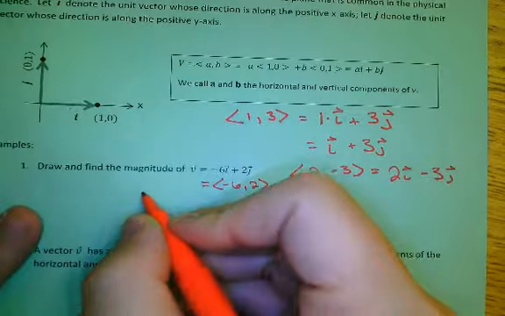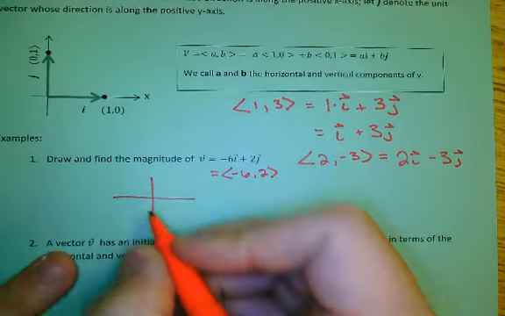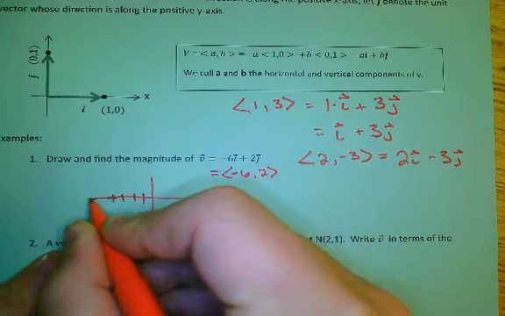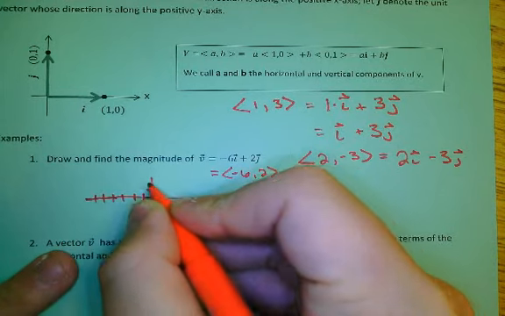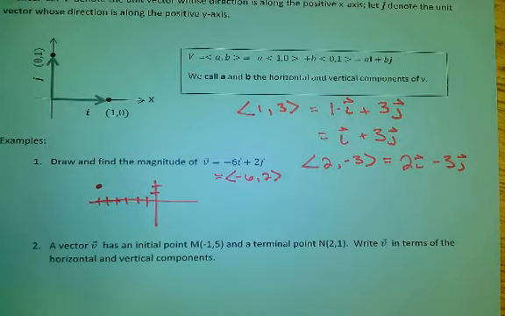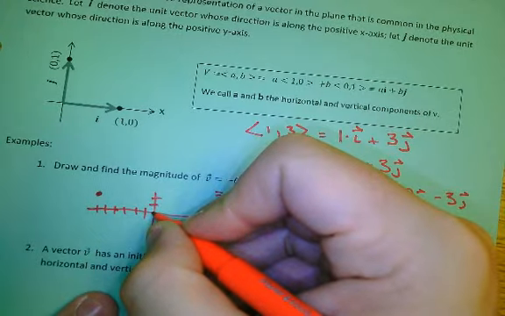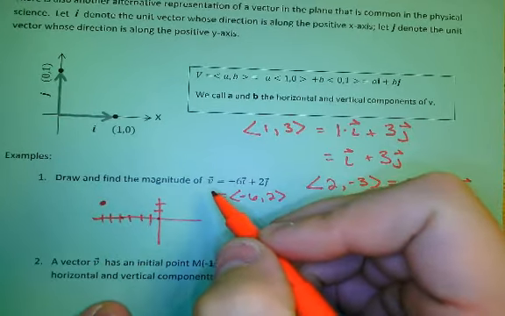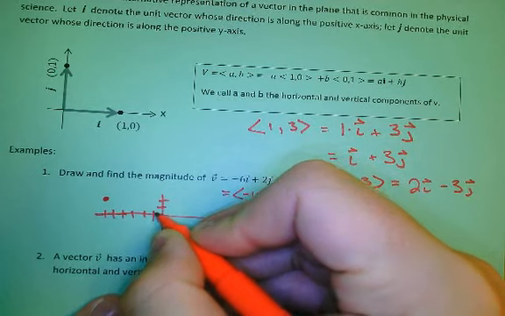Okay, so how do I draw this? 1, 2, 3, 4, 5, 6. 1, 2. So it looks like this. Yeah, so I would just start at 0. They don't give you a starting point.